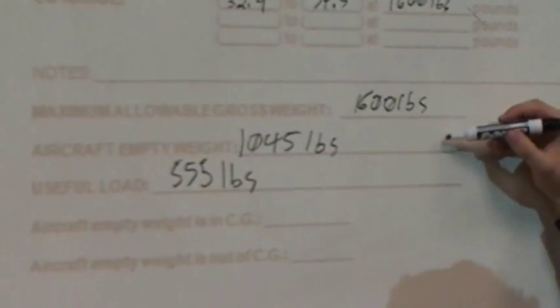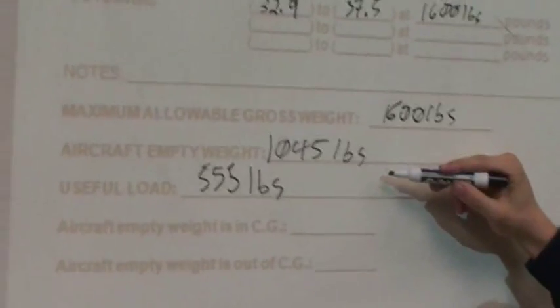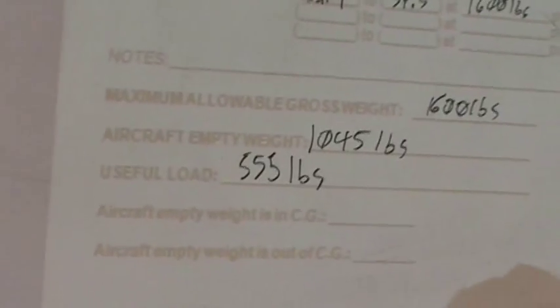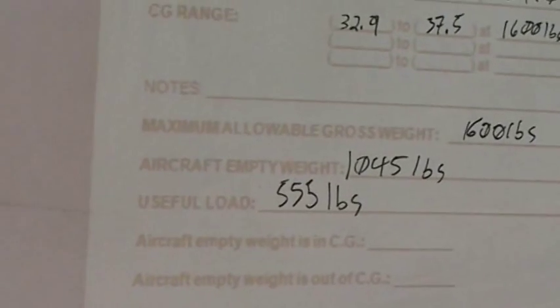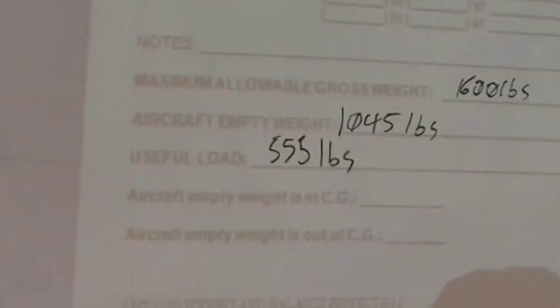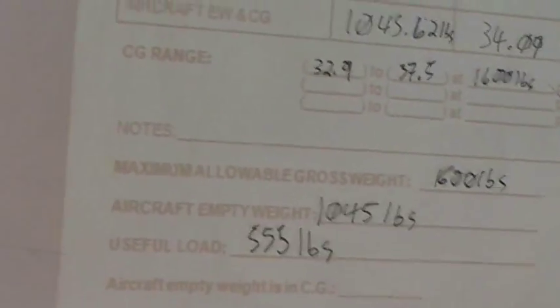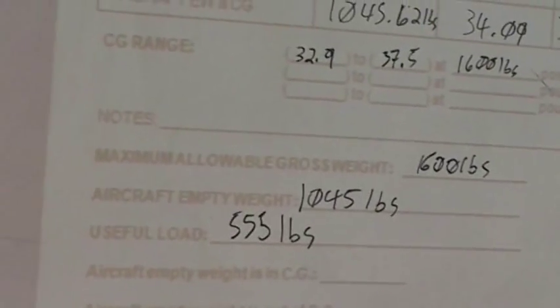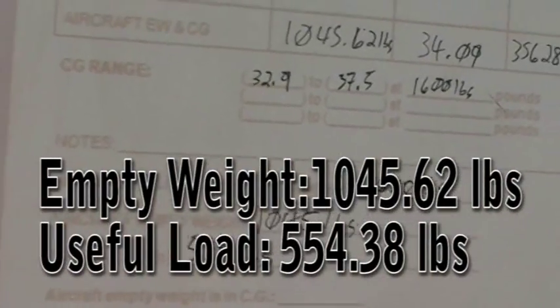What does the useful load comprise of? It would be your maximum allowable gross weight minus your empty aircraft weight, which would be your passengers, your crew, your fuel, your luggage, your cargo, and pilot. So that's the amount of pounds the pilot has to play with before takeoff. Yeah, correct. Okay.